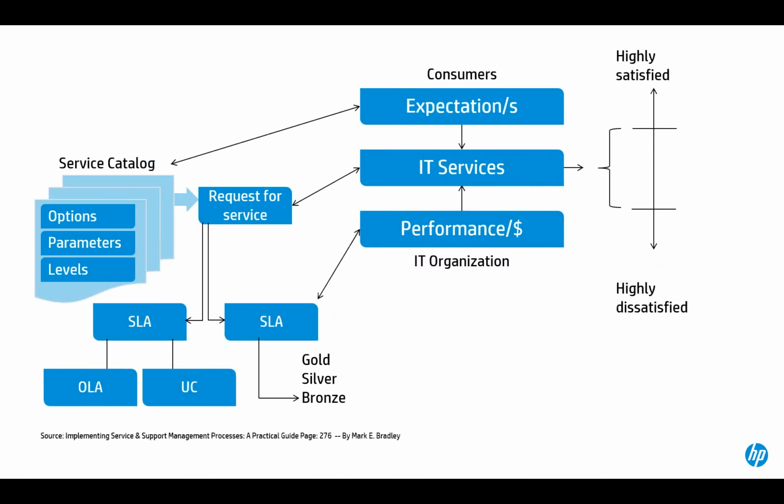Another way to look at it, as we continue to evolve and look at things from a service perspective. As we look from a service perspective, you go to a catalog, you request an item, and there's an expectation of when it's going to be delivered. Once it's delivered, how's it going to perform going forward? If you look into the consumer area, you see expectations, IT service, and performance.